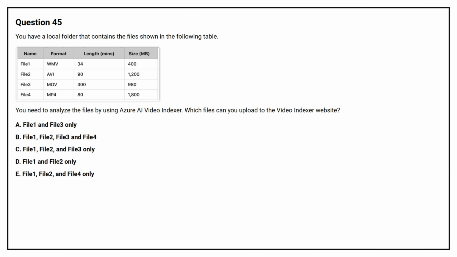Question number 45. You have a local folder that contains the files shown in the following table. You need to analyze the files by using Azure AI Video Indexer. Which files can you upload to the Video Indexer website? Option A, File 1 and File 3 only. Option B, File 1, File 2, File 3 and File 4.